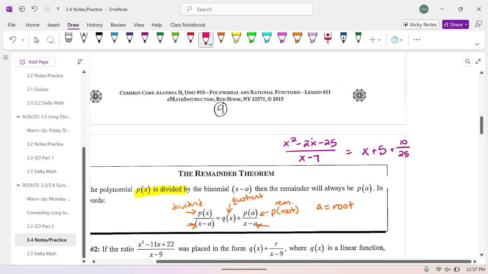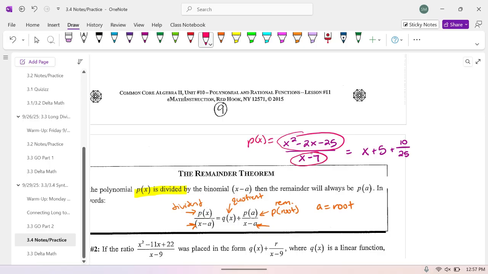So this part would equal my p of x. This part would equal my x minus a, so that means that a is equal to 7. This part is my q of x, so my quotient. This part would be my p of a, or p of 7 in this case. And this part is again x minus a.